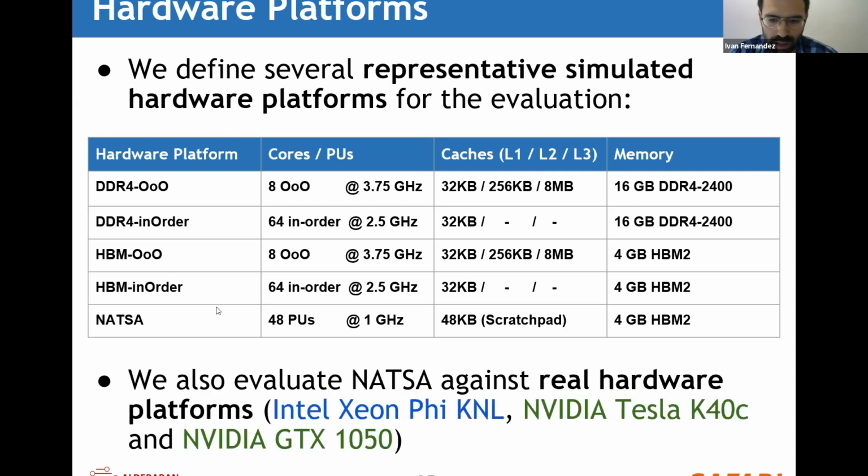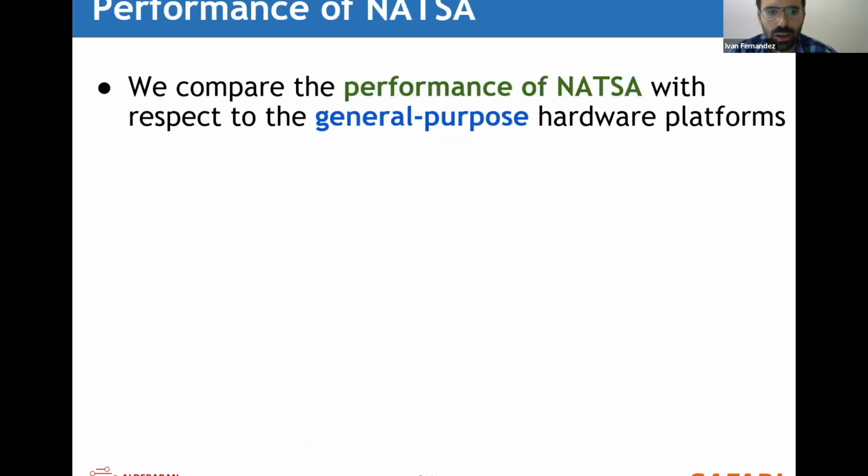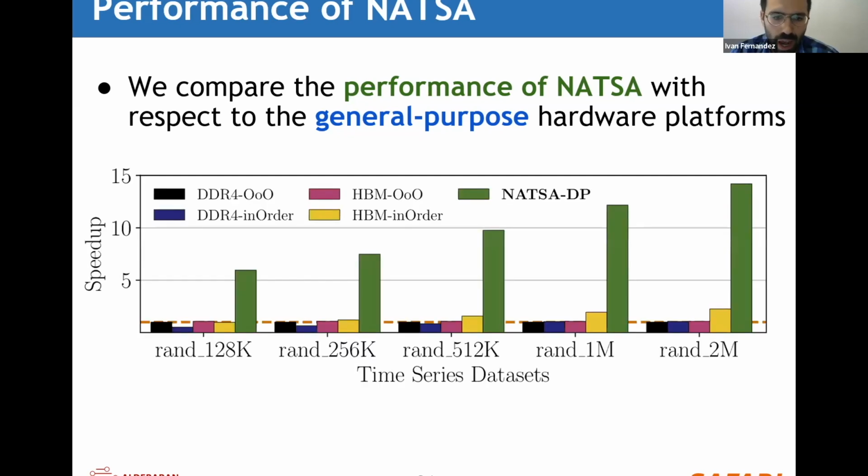Additionally, we evaluate NATSA against real hardware platforms like an Intel Xeon Phi KNL, an NVIDIA Tesla K40C, and an NVIDIA GTX 1050. First, let's take a look at the performance of NATSA. To do so, we compare the performance of NATSA with respect to general purpose hardware platforms. In this figure, we plot the speedup of NATSA for different time series lengths that are representative of most common applications. And as you can see, NATSA in green is the one that provides the best performance.